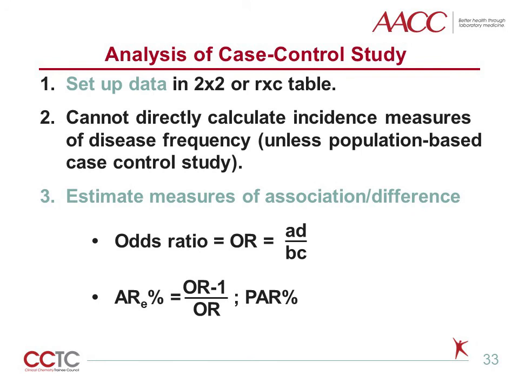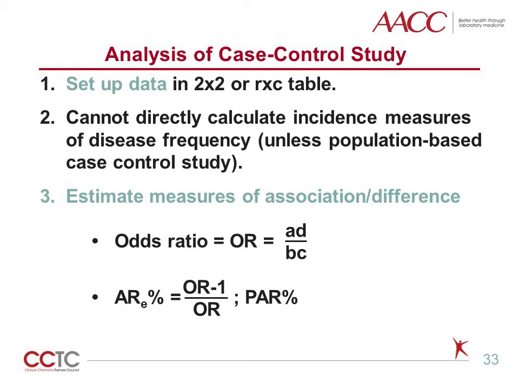The analysis: we set up our data in a 2x2 or an R by C table, where R is the number of rows, C is the number of columns. As we said before, we can't directly calculate the incidence measures of disease frequency unless we are doing a population-based case control study, because there is no development of the disease in a standard case control study. We then estimate the measures of association by the odds ratio, set up our 2x2 table, do the cross-product ratio. Odds ratio is AD over BC.